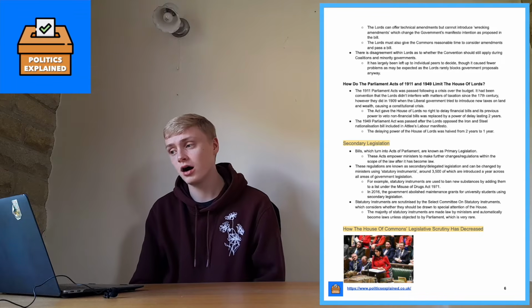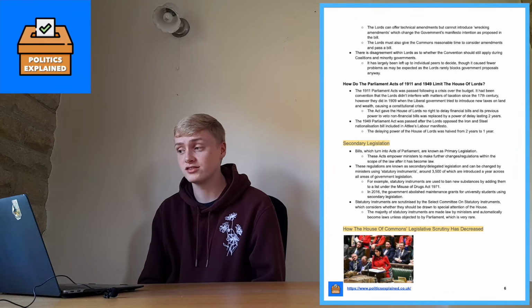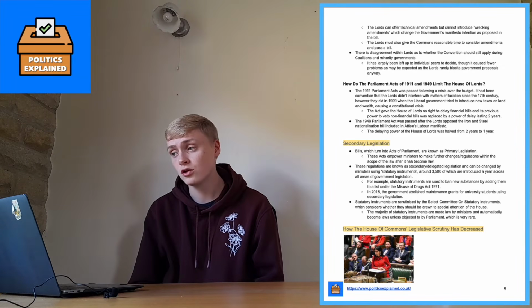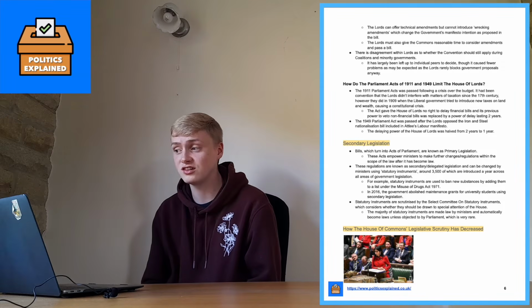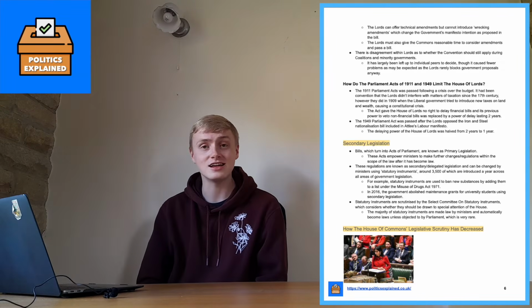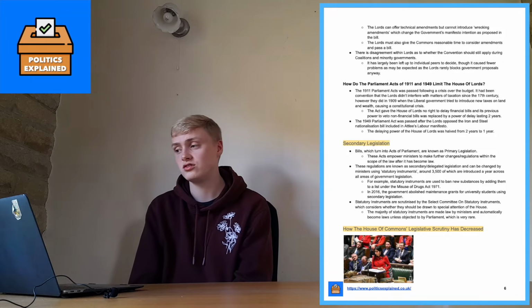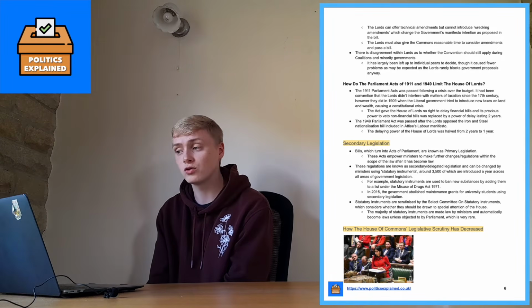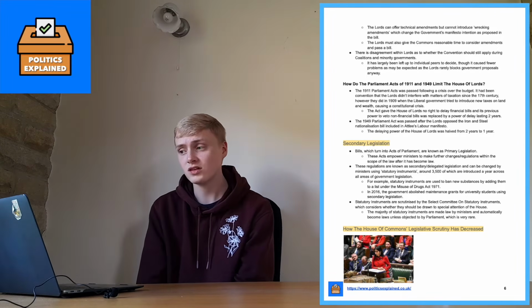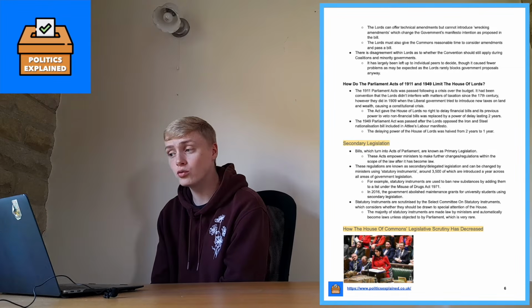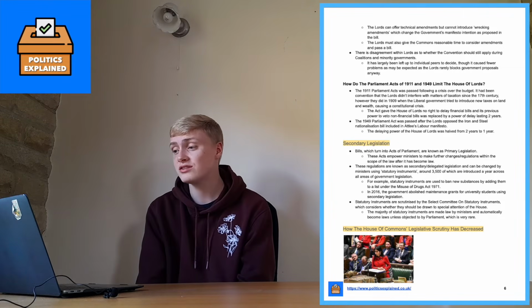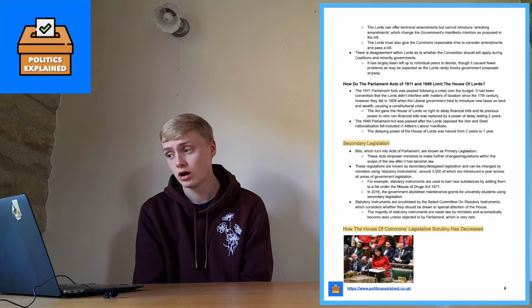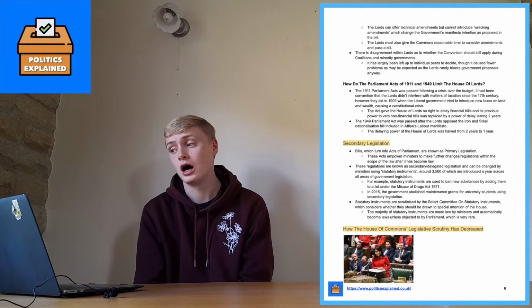So the 1911 Parliaments Act was passed following a crisis over the budget. It had been a convention that the Lords didn't interfere with matters of taxation since the 17th century. However, they did in 1909 when the Liberal government tried to introduce new taxes on land and wealth, causing a constitutional crisis. The Act gave the House of Lords no right to delay financial bills, and its previous power to veto non-financial bills was replaced by a delaying power lasting 2 years.